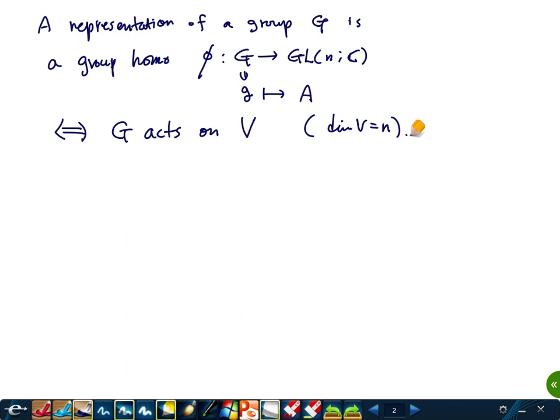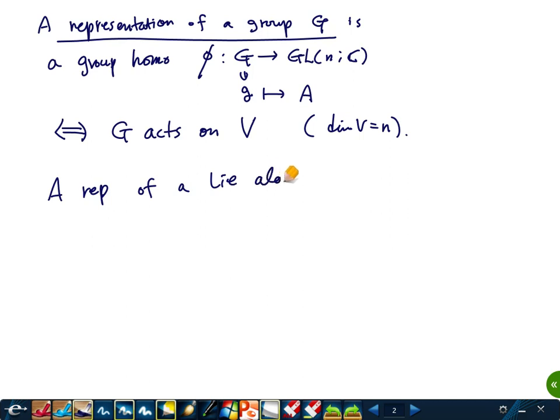So a representation of a group is basically a group action on a vector space with certain properties. We have to define what this really means, but not today. We can also consider a representation of a Lie algebra, usually denoted by a Gothic character, which is similar. It's a homomorphism, but now this is not a group, so it's not a group homomorphism, but a Lie algebra homomorphism.